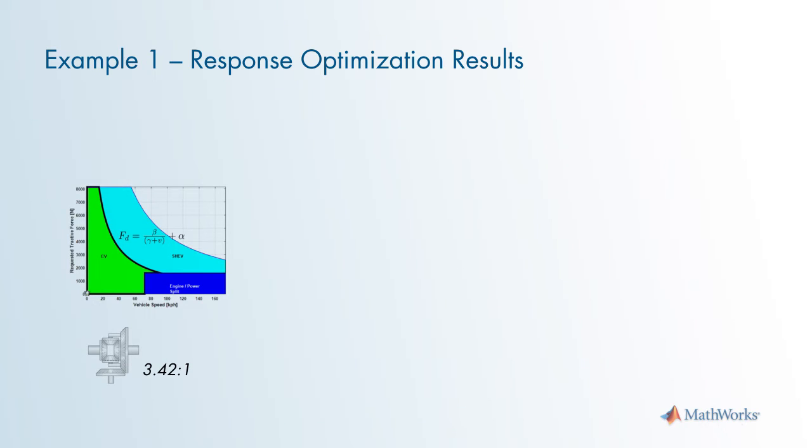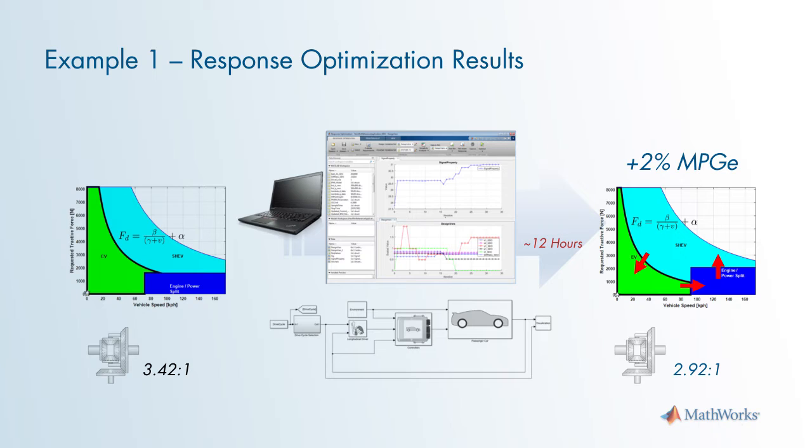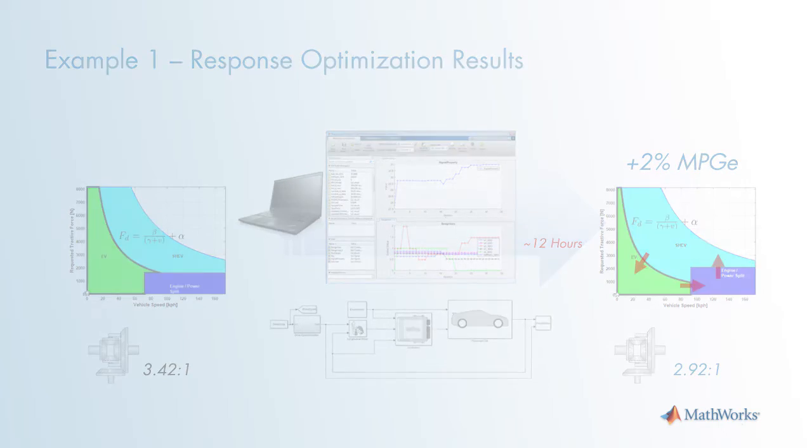Here is a summary of results. We wanted to simultaneously optimize 5 control parameters and 1 component parameter over 2 different drive cycles. We used the powertrain block set multi-mode HEV model, Simulink Design Optimization, and the 2-core laptop. The optimization process took about 12 hours. The optimization produced new control parameters, which shifted the mode boundaries as shown, and a new differential ratio. This resulted in an improved miles per gallon equivalent over the 2 drive cycles.